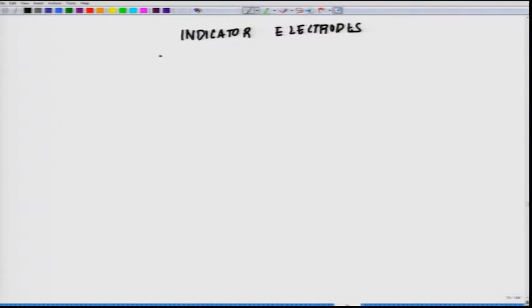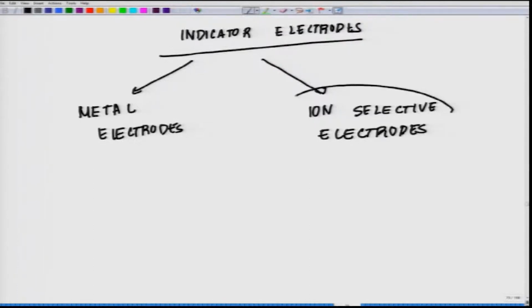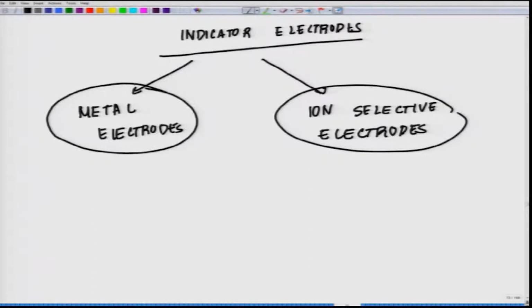Now, the indicator electrodes, you will study two broad classes of indicator electrodes. One will be the metal electrodes and the other one will be the ion selective electrodes. Okay. Metal electrodes and the ion selective electrodes.